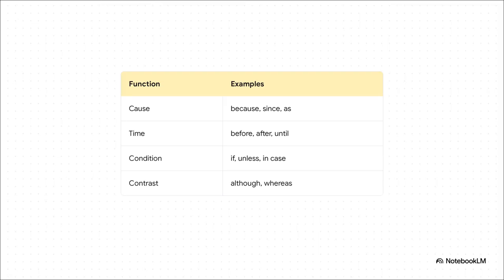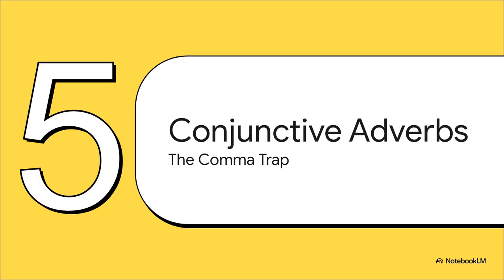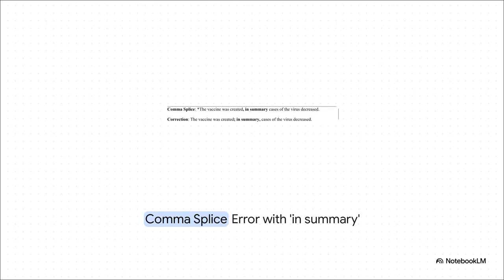Now for part 5, conjunctive adverbs and commas. Conjunctive adverbs are fantastic transition tools. Words like however, therefore, furthermore, and in summary. But they contain a punctuation trap that catches even the most experienced writers.